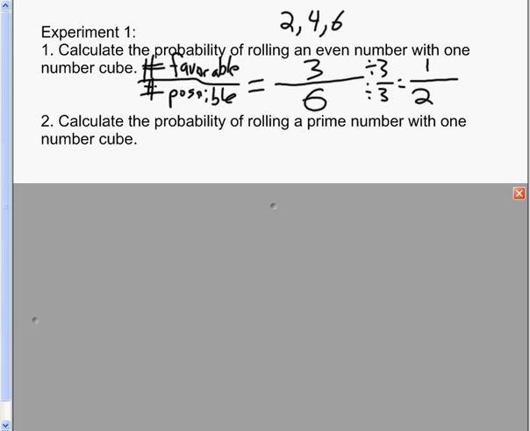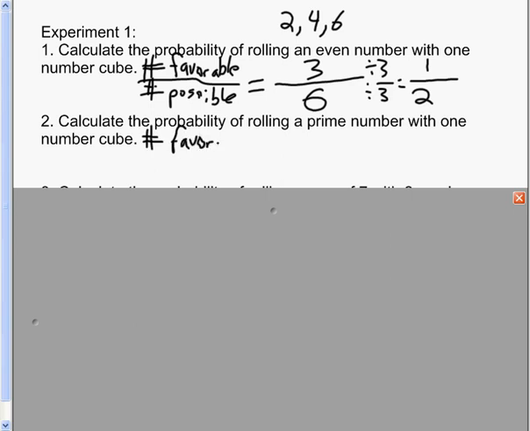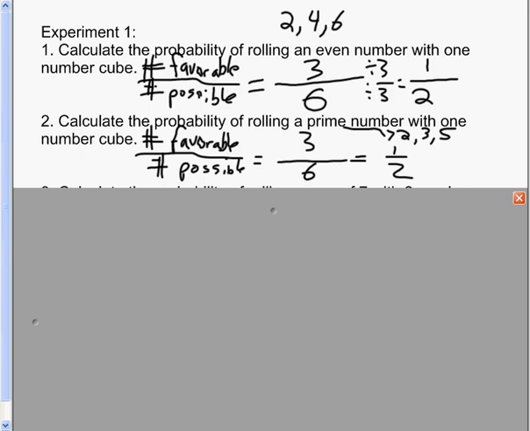Going further down, we're going to calculate the probability of rolling a prime number with one number cube. We'll see if we've got the same number with this one. So, rolling a prime number, again, probability is number favorable over number possible. And again, there's 6 numbers possible on a number cube. And our prime numbers are going to be 2, 3, and 5. Those are numbers whose only factors are 1 and itself. So again, we have a 3/6 chance, which we already know above is 1/2.